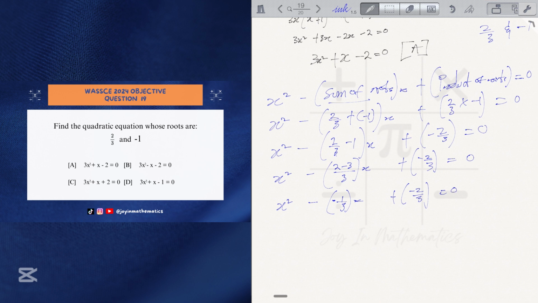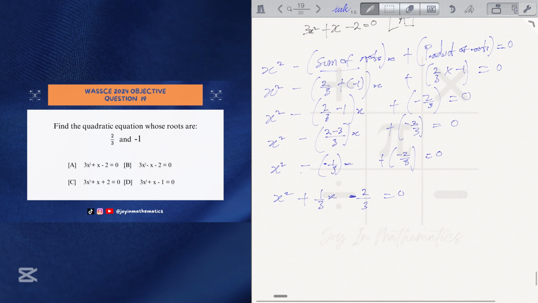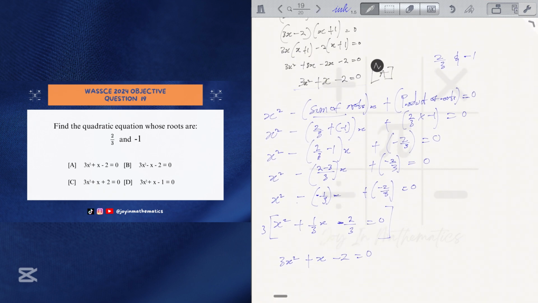So now what is left now is just to open the brackets. So let's open the brackets here with negative. So this will result into x squared plus 1 over 3 x, and this will result into x minus 2 over 3 equals 0. So with that, we can now multiply all through by 3. Multiplying all through by 3 now, this gives us 3x squared plus x minus 2 equals 0. Now we can see that whatever method we use, we will have 3x squared plus x minus 2, which is equivalent to option A.